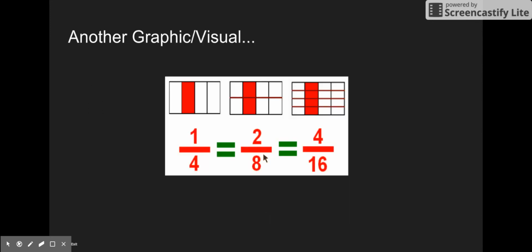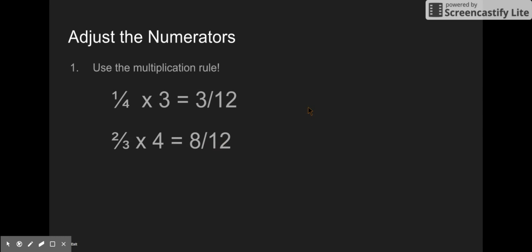So this just gives you the visual representation showing you that equal fractions represent the same amount with different names. Here's another visual for you. 1/4 is equivalent to 2/8, which is equivalent to 4/16. All 3 fractions refer to the same amount. 1 out of 4, 2 out of 8, 4 out of 16. So keep that in mind.